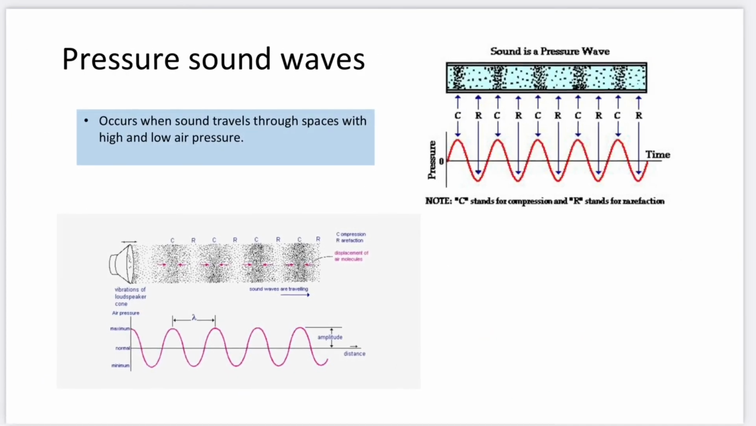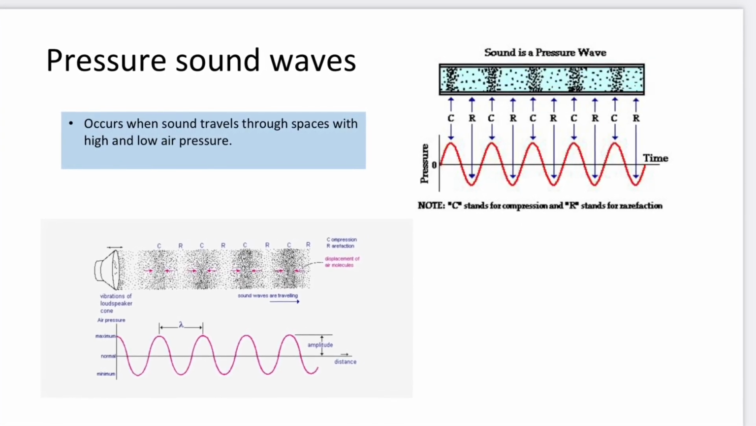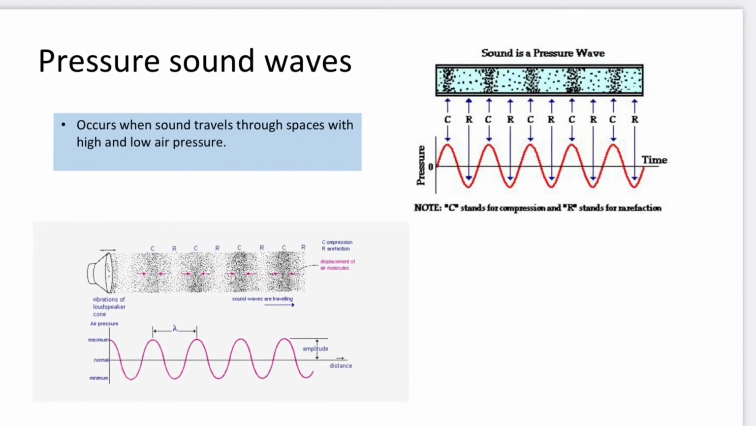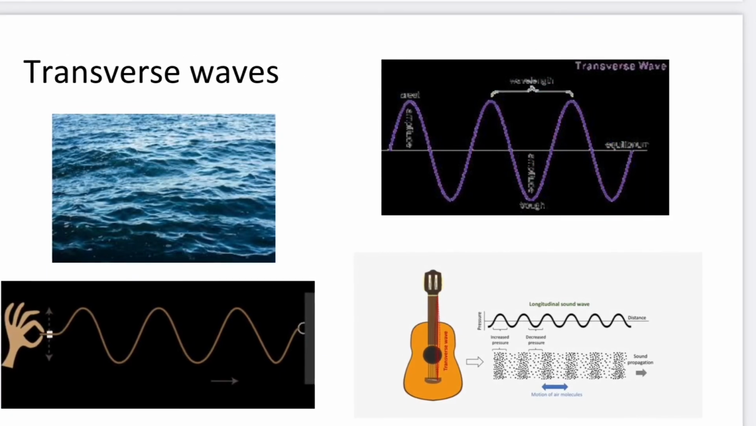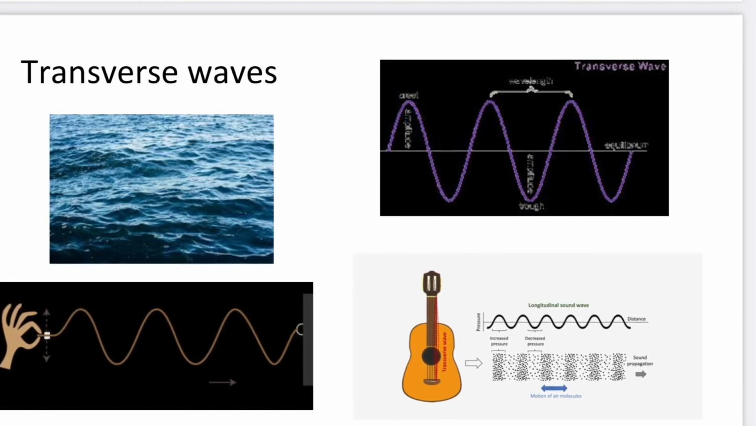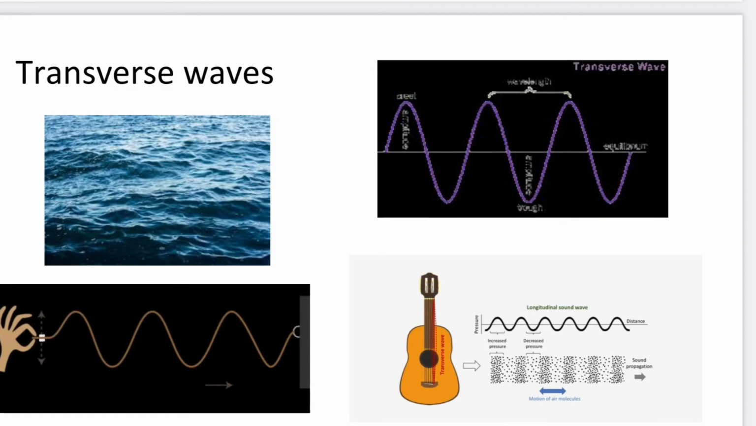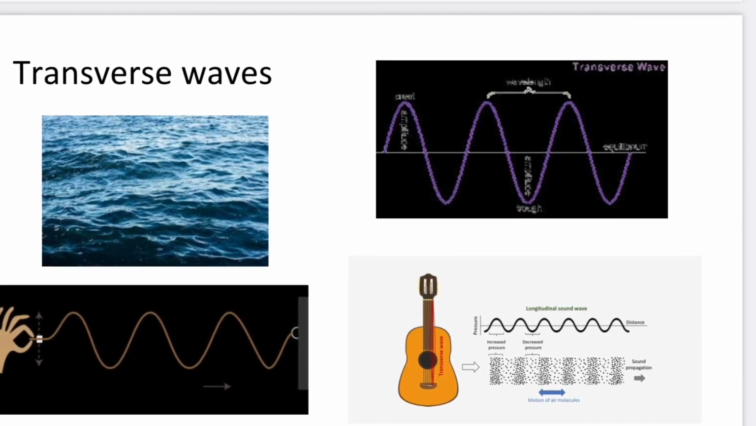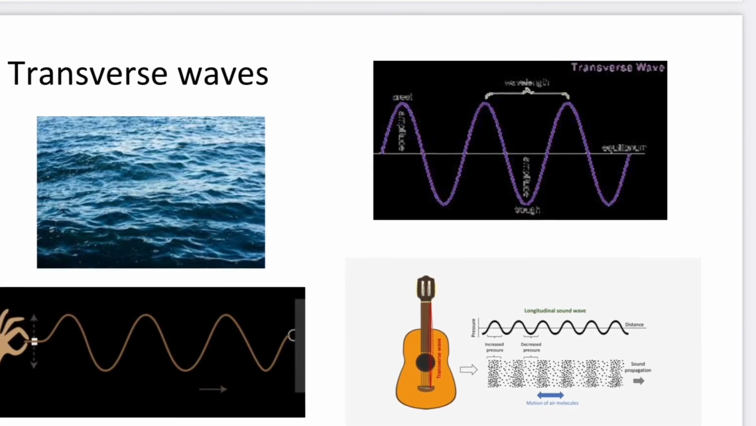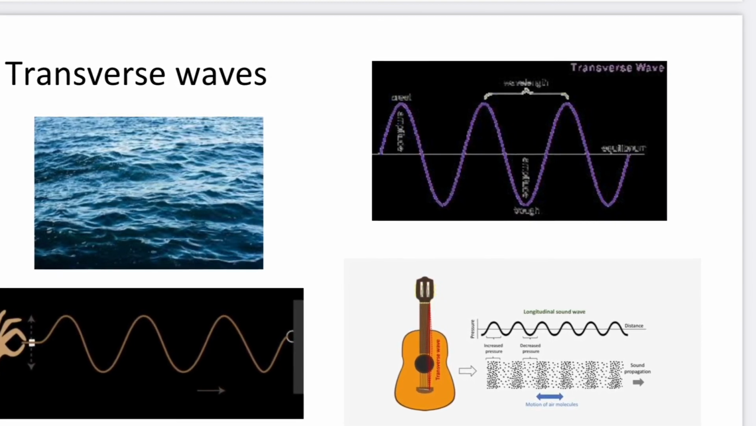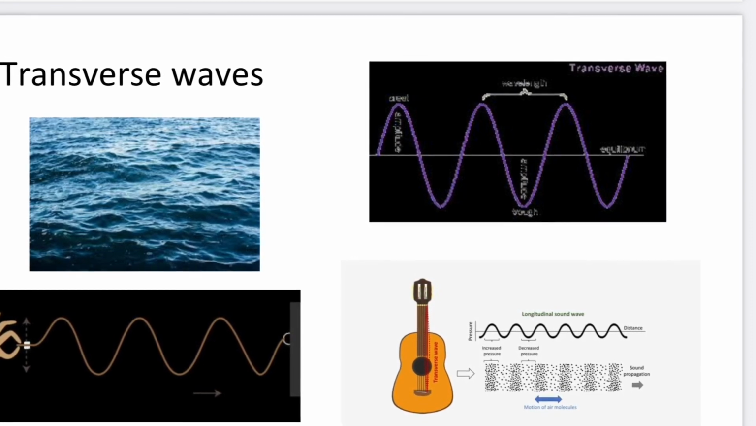Pressure sound waves. Because sound waves consist of compressions and rarefactions, the region fluctuates between low and high pressure patterns. Transverse waves. Transverse waves move with oscillations that are perpendicular to the direction of the wave. Sound waves are not transverse waves because their oscillations are parallel to the direction of the energy transport. Examples of transverse waves would be the ripples of a water surface or the vibrations in a guitar string.